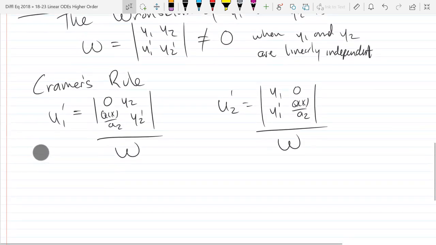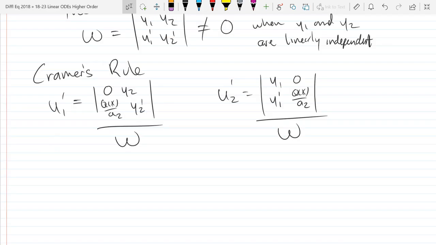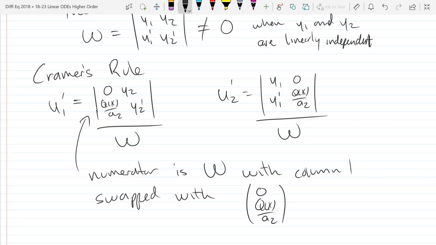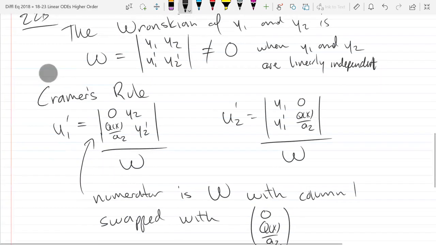So how do these work? What is on top of W? If we look at the numerator here, the numerator is W with column 1 swapped with 0, Qx over A2. So if you remember Cramer's rule, you're basically going to take that determinant, but then you swap out whatever variable you're looking for, that column, with the constant column. And what in the world am I talking about, constant column?